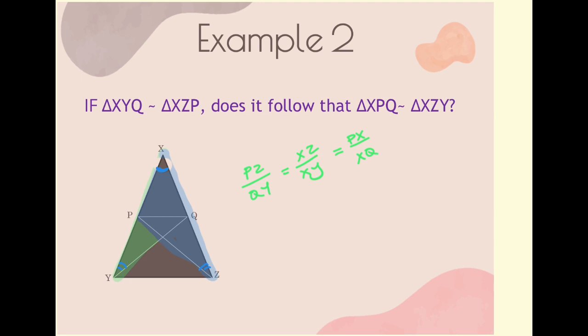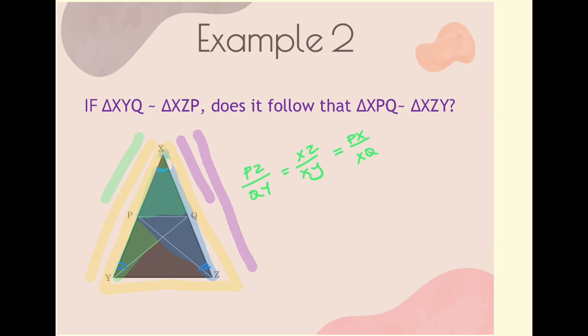So then the second part of this question is XPQ similar to XZY? So they both have X, which means you've got the angle between the two sides. All you have to do is prove that XP is proportional to XY and that XQ is proportional to XZ.